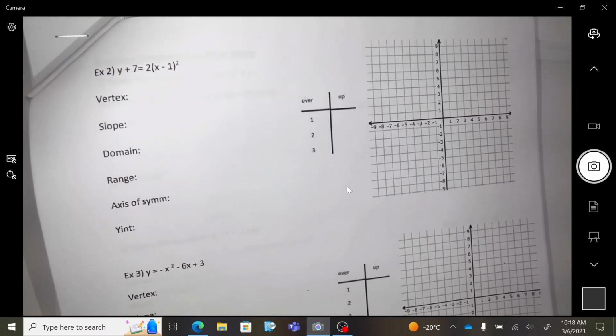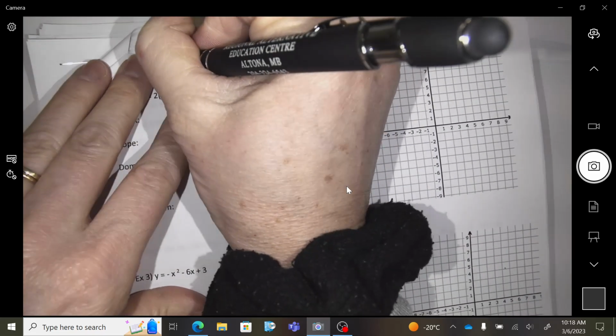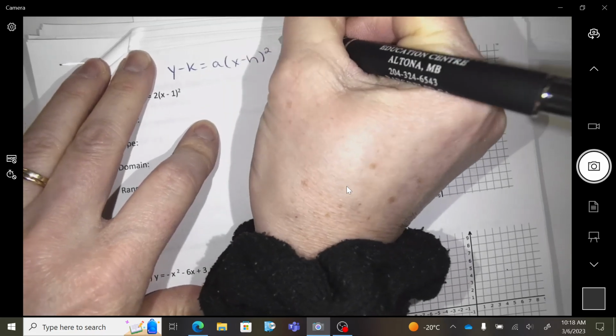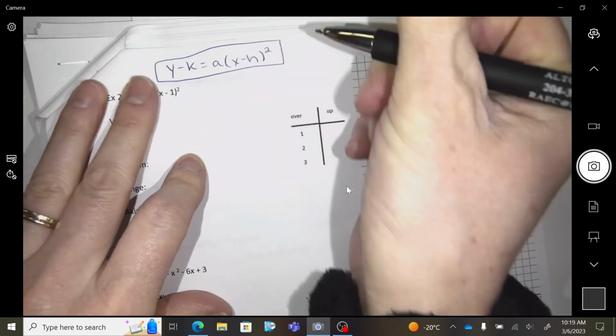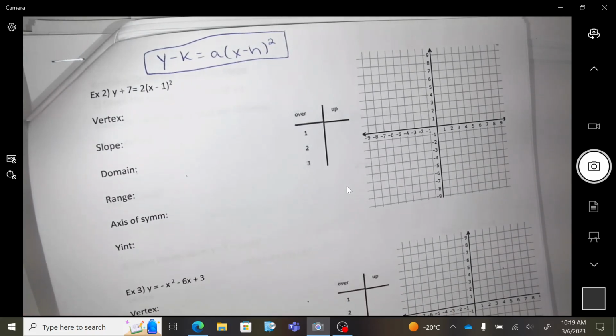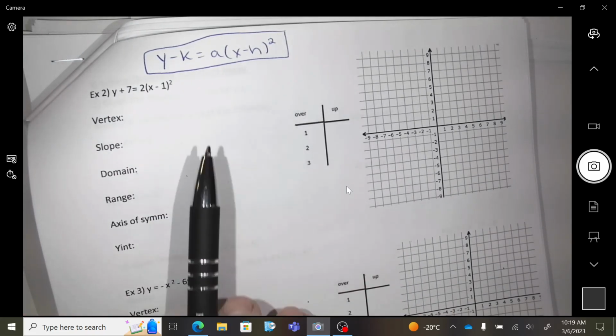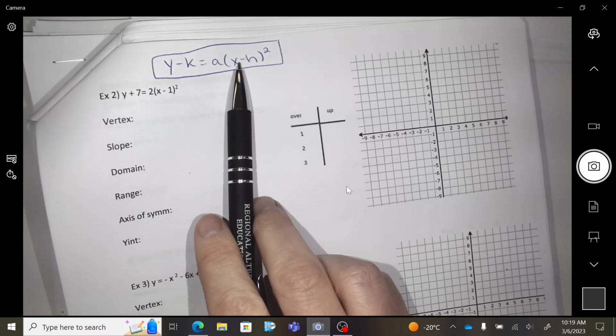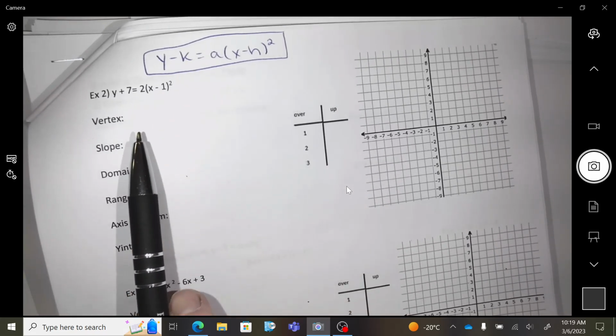Okay, the vertex. I would probably be looking at my formula sheet, comparing it to this on my formula sheet. So on the test, I have this available for me to look at. So what is my vertex?